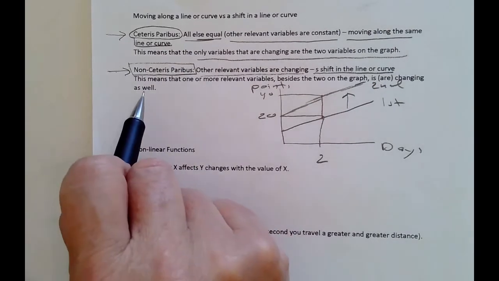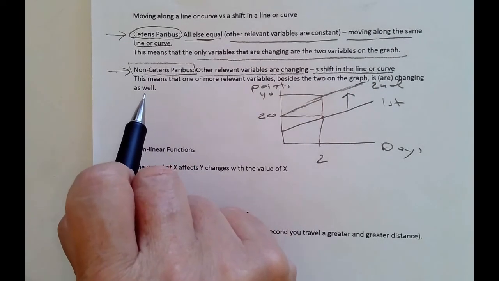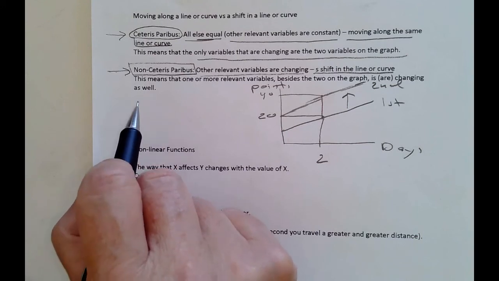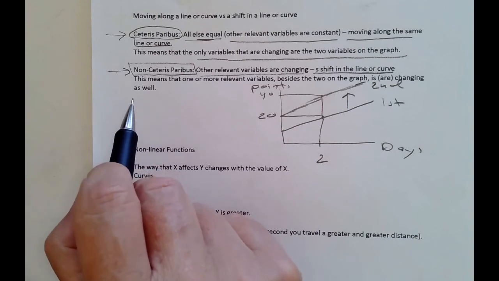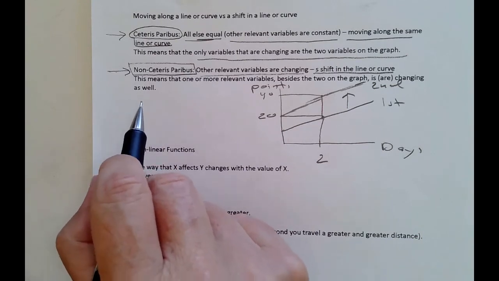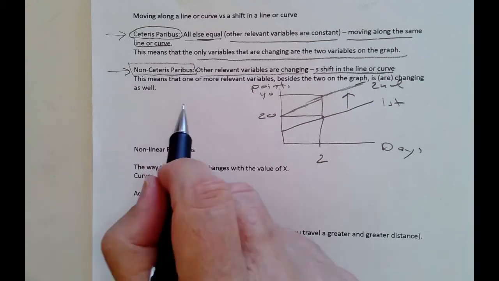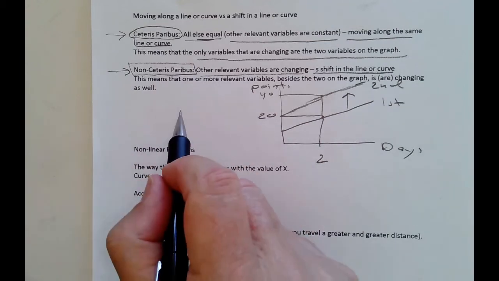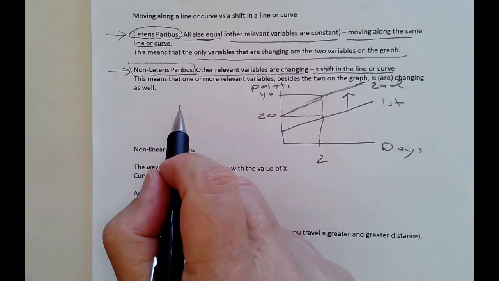We'll talk about this more in the chapter on supply and demand, because this really matters for supply and demand. This is the difference between a change in what we call demand versus a change in quantity demanded. And I will definitely make a big point about this when we get to supply and demand.